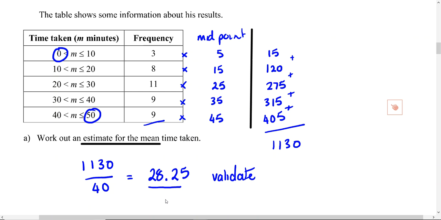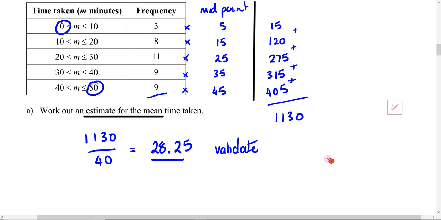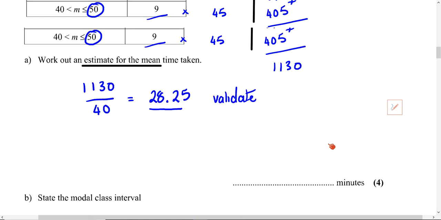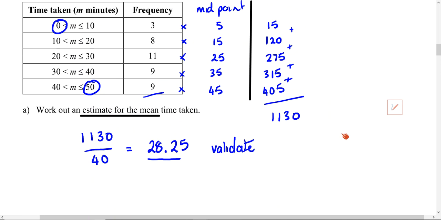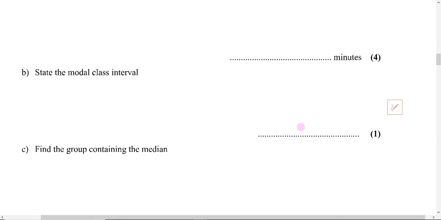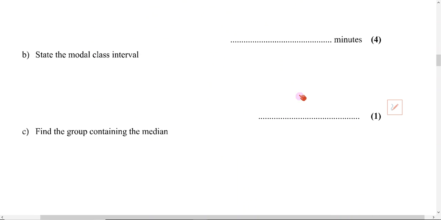All right, so that's it. Calculate an estimate for the mean. That's an important one for you to be able to do. State the modal class interval. Which one is it? One greater than 20 but less than 30 minutes. Yeah, 20 to 30. So it's that one. Modal class. That's it.